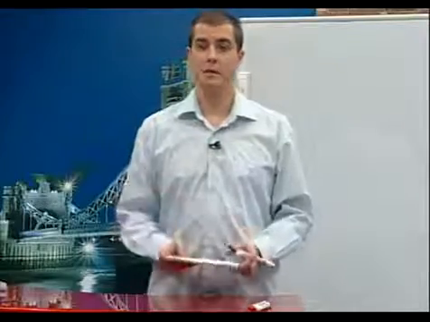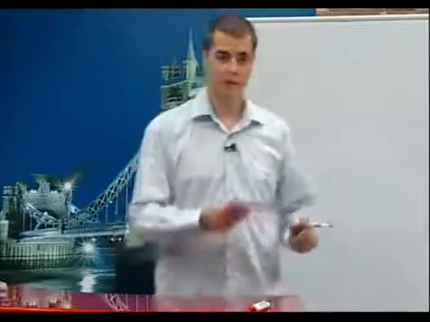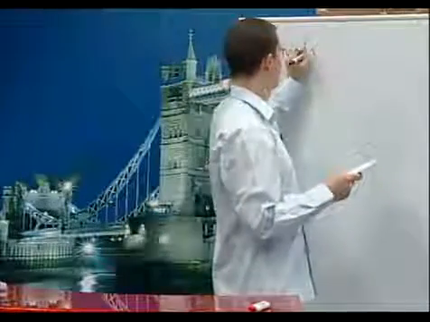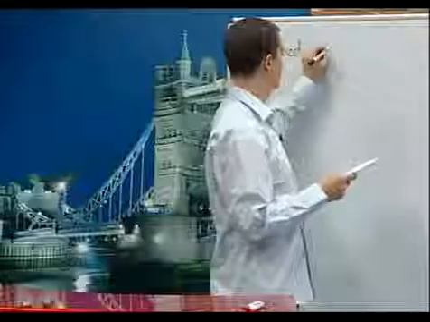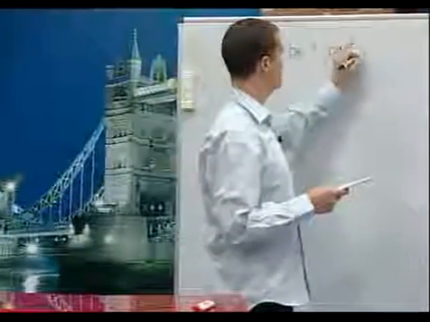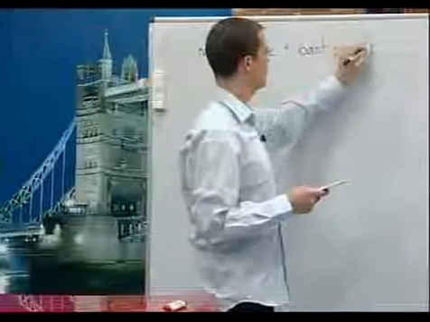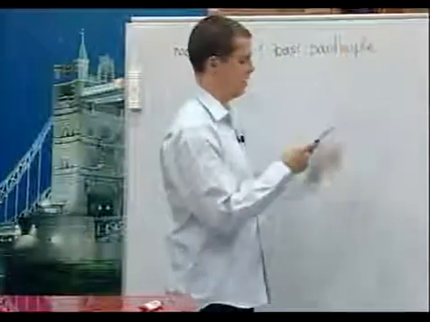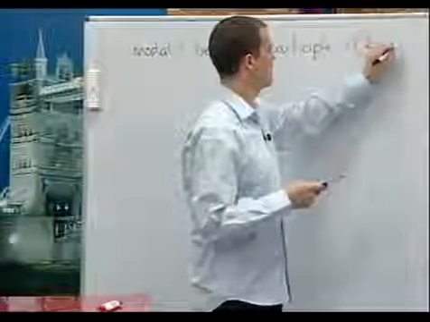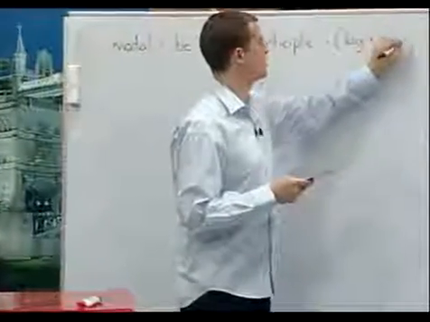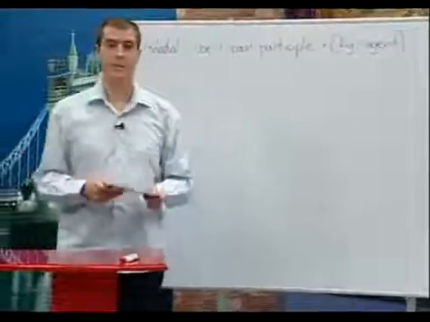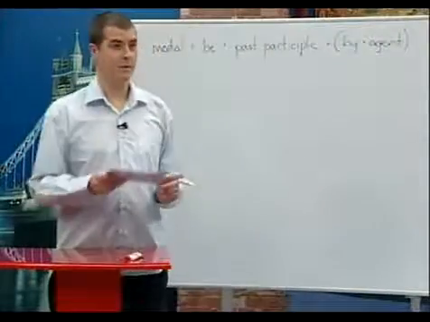The passive voice of modal auxiliaries is formed this way. We have the modal plus be plus past participle, and then by and agent, if we want to use them. Okay, let's practice this then. I hope you remember these.